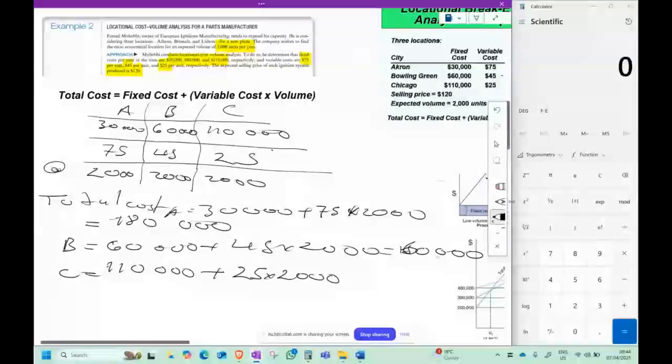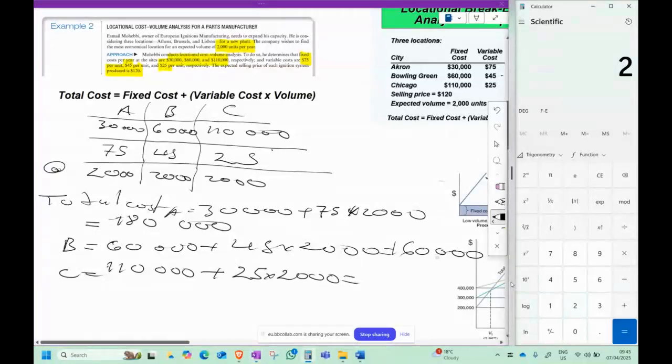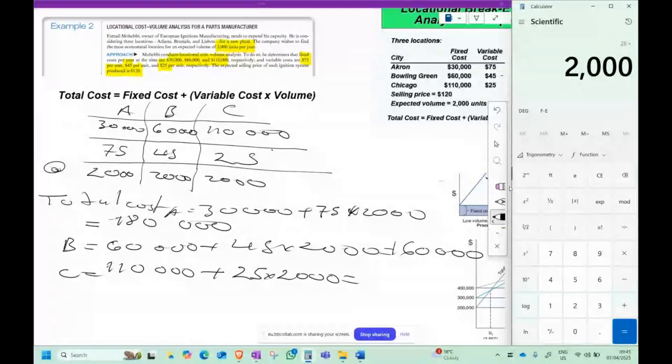See, I like it when people are weak. Thank you. Okay. Then 25 multiplied by 2,000, the answer is 160,000 for C, sir. Thanks, man. This one is 150 and then this one 160.